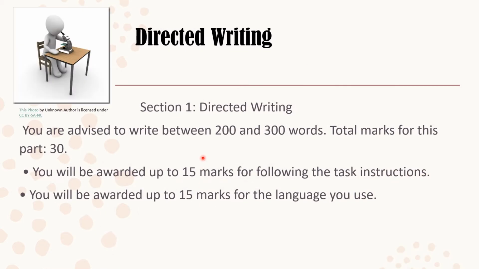Now, a directed writing question is placed like this. Section 1, directed writing. The word limit for this part is from 200 till 300 words, and the total marks for this are 30. Now these 30 marks are divided into 15 marks for the task construction. It means how you deal with the given information and how well you adopt all the points in your directed writing. And the remaining 15 marks are for your language. So it means that your language will be equally important in directed writing.